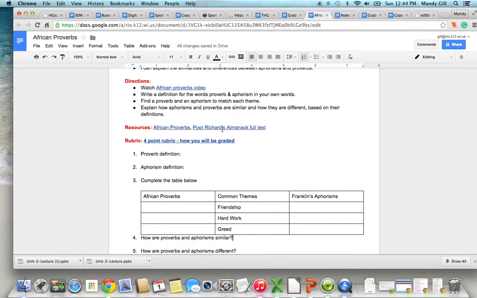This is the entire text of Poor Richard's Almanac. You can do a Google search if you'd like, but just make sure you go to a reliable source. This is a really good source for African proverbs. I would just stick with this one.